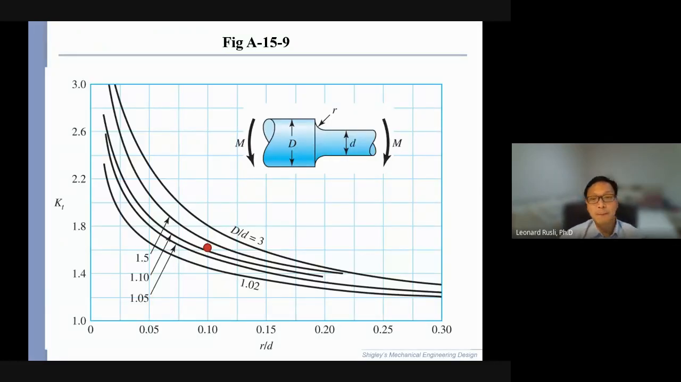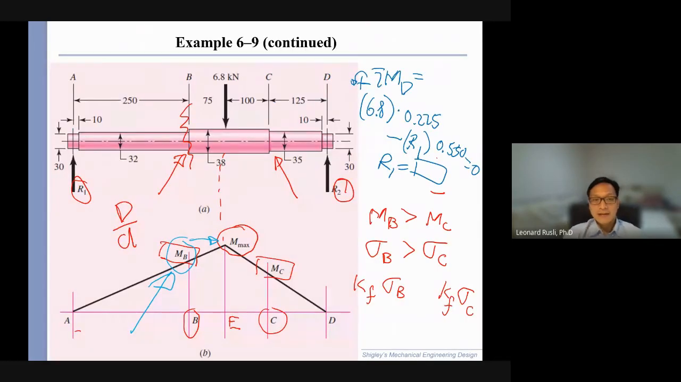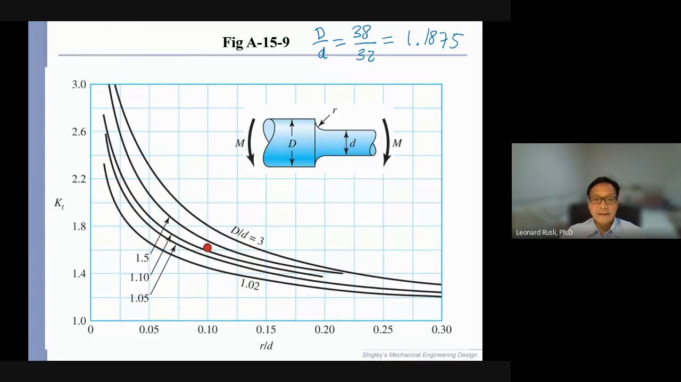So the first step is to calculate big D over small d, right? In this case it is 38 divided by 32, which is 1.1875. I obtained this from the geometry. This is small d, this is big D. We're focusing on the shaft shoulder at B. At point B here, the big diameter is 38, the small diameter is 32. So D over d is 38 over 32.